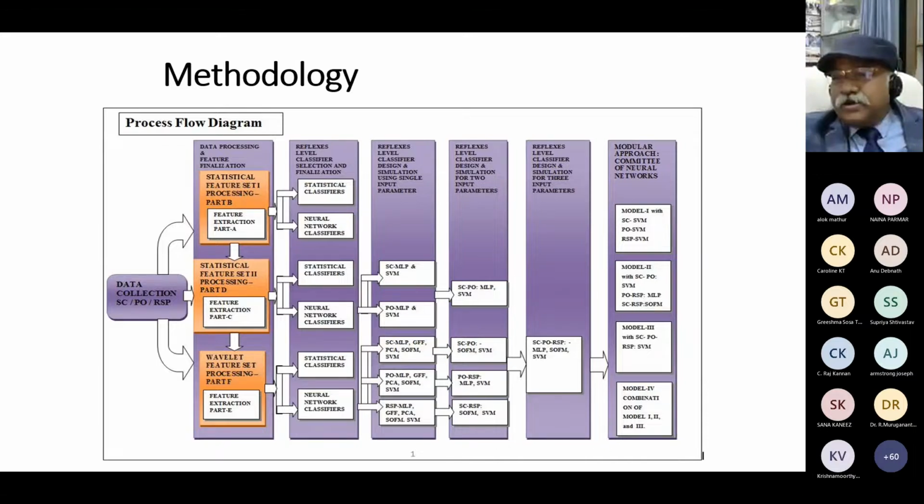And then comes the architectural design, you can say the committee of neural networks concept. Finally, models were proposed: there can be a single sensor based, individually working sensors, for SC which model, for PO which model, for respiration which model, like that. And their decision by a committee, so the committee of neural networks concept was used. Then model 2 was an SCPO combination performing with SVM, or PO RSP with MLP, and SC RSP with SOFM. Model 3 was SCPO RSP with SVM, and model 4 a combination of models 1, 2 and 3 all together. So a very complex and precise architecture was proposed for this wearable computing.